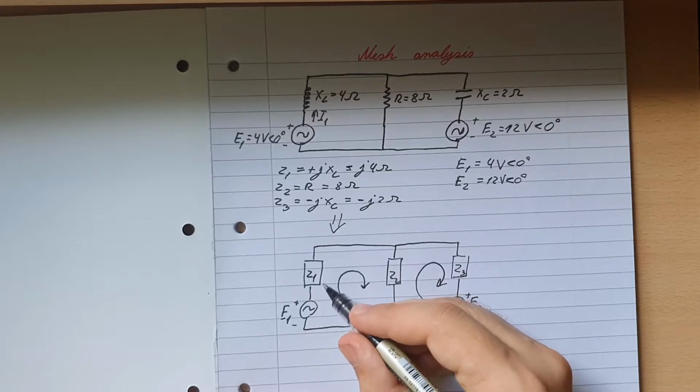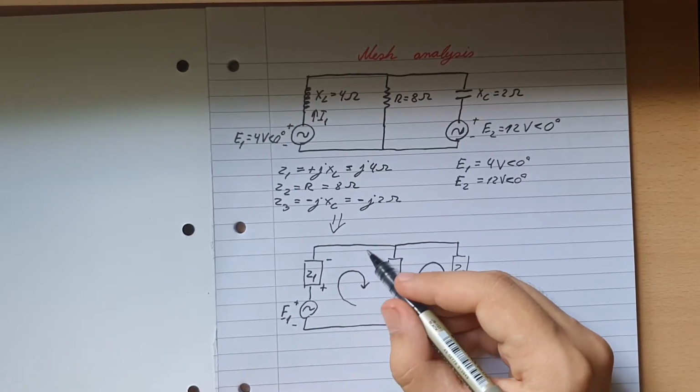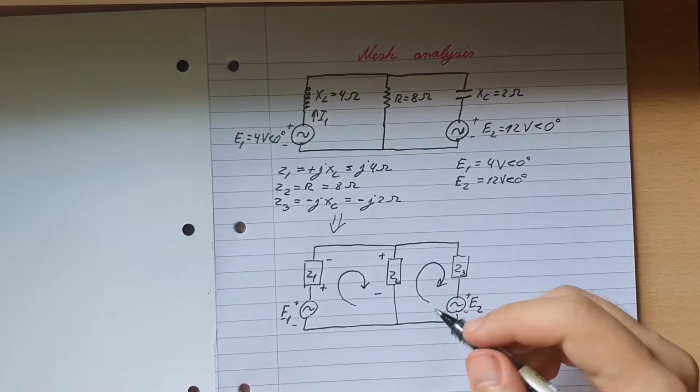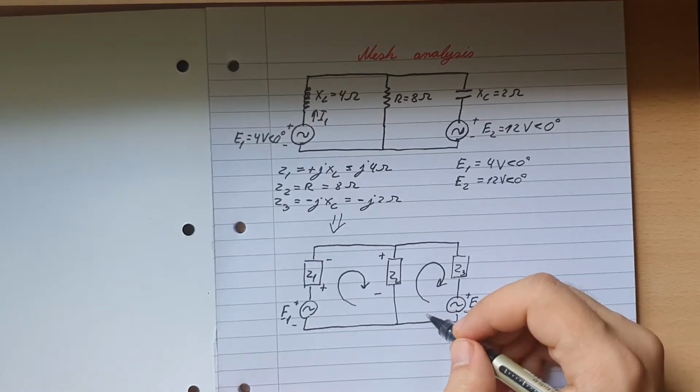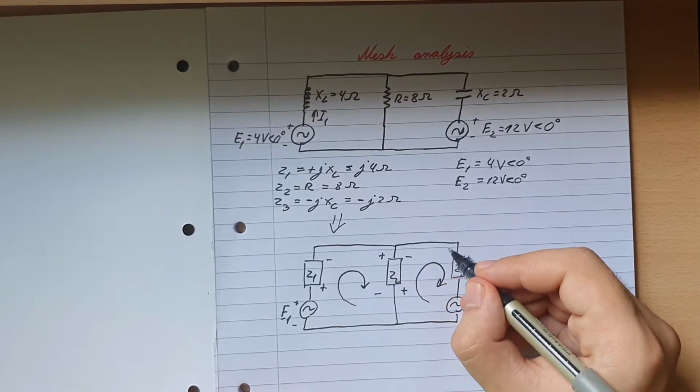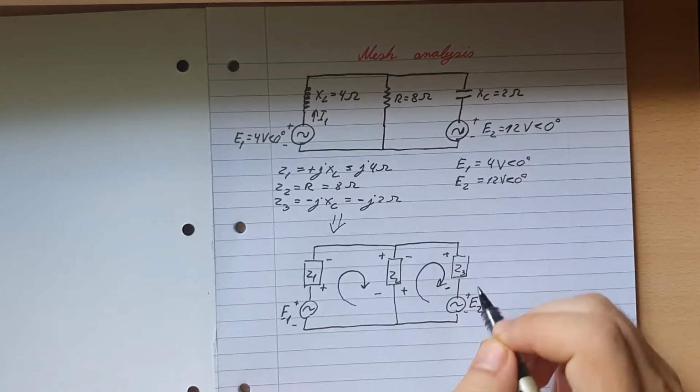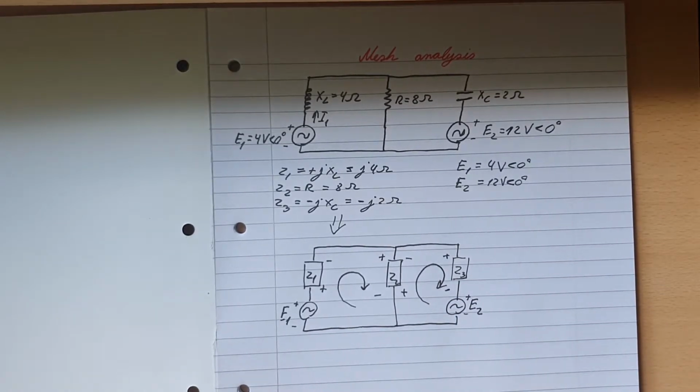So the current flows this direction, then that will be a positive, this one will be a negative, then this one will be a positive, this one will be a negative. Now for this side, it goes this way, positive, negative, and then it goes this way, positive, negative. Alright, so we mark the polarities as well.